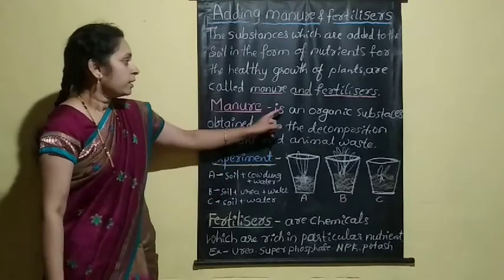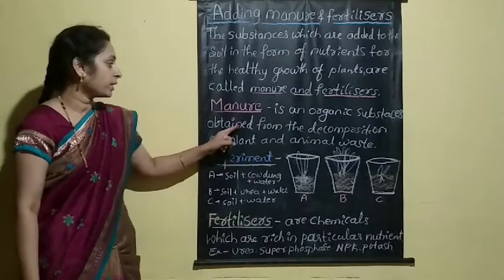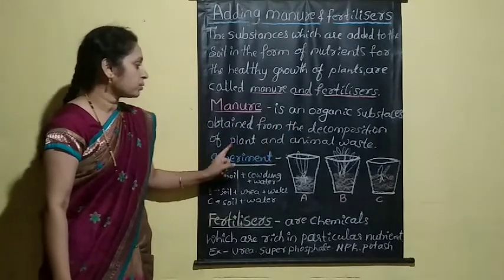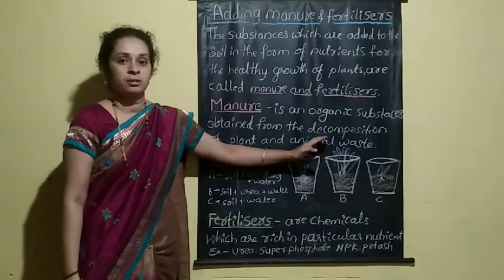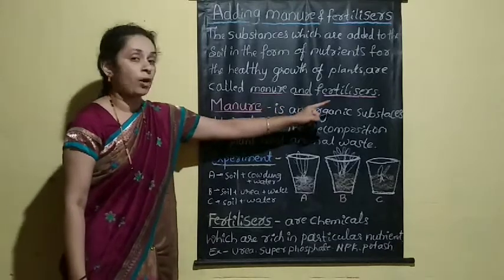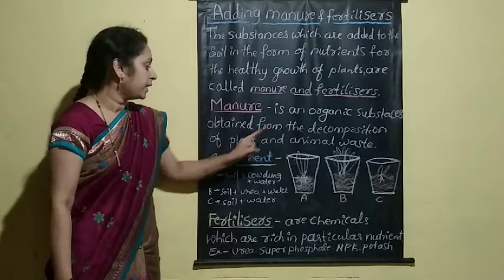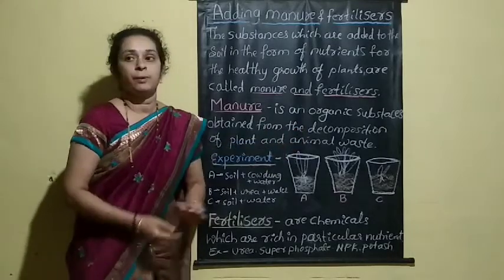Manures are organic substances obtained from the decomposition of plant and animal waste. What is manure? Manure is an organic substance obtained from the decomposition of plant and animal waste.